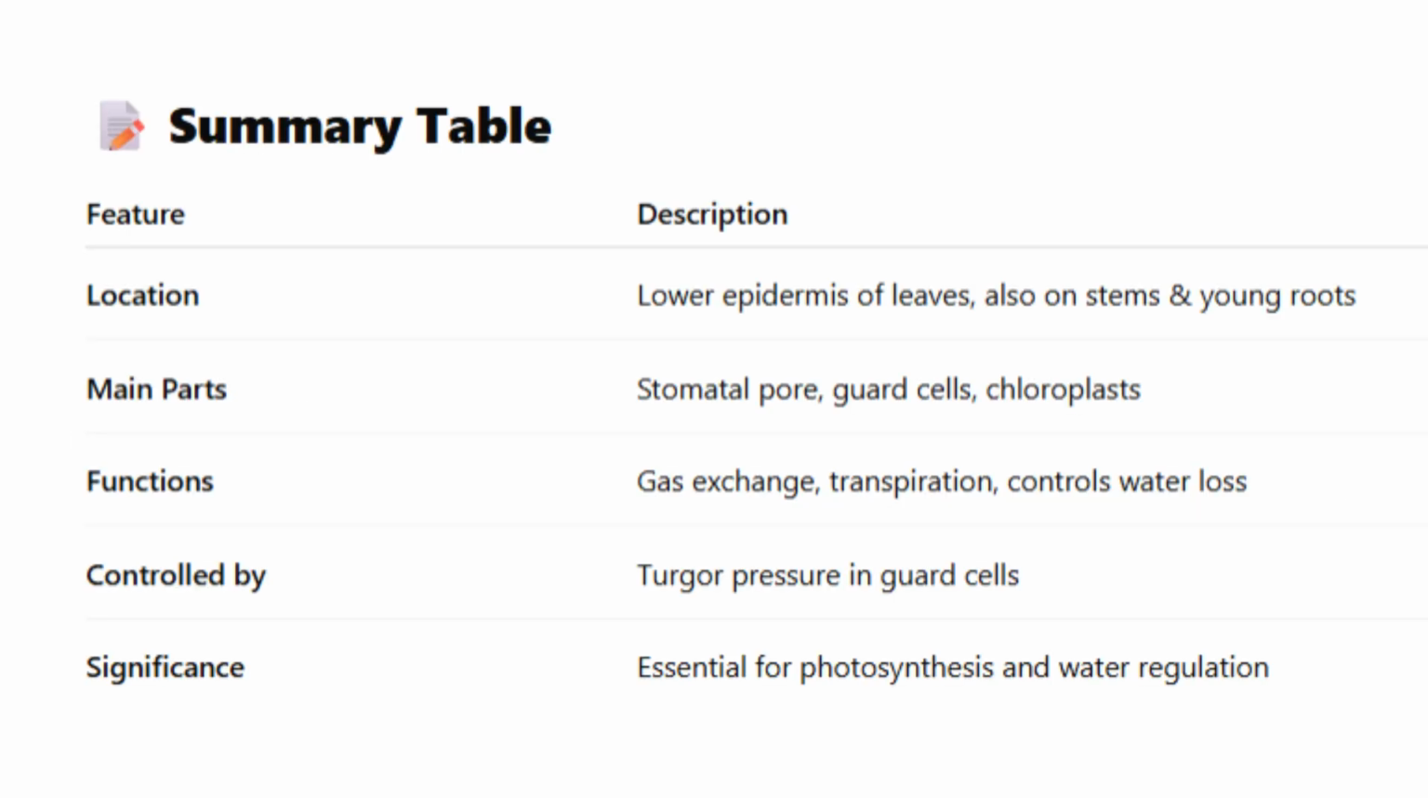Summary table. Feature description. Location: lower epidermis of leaves, also on stems and young roots. Main parts: stomatal pore, guard cells, chloroplasts. Functions: gas exchange, transpiration, controls water loss. Controlled by turgor pressure in guard cells. Significance: essential for photosynthesis and water regulation.